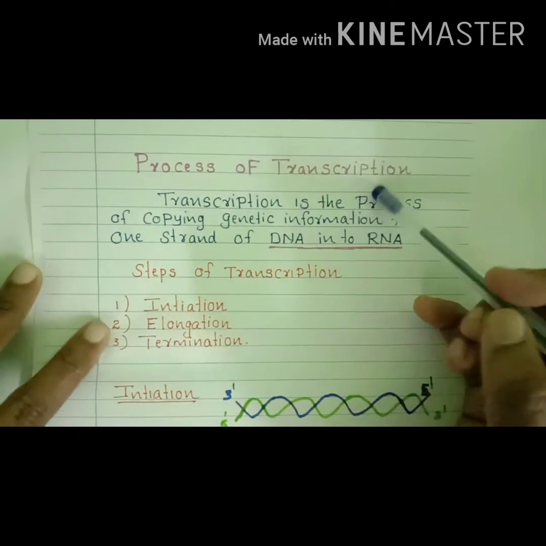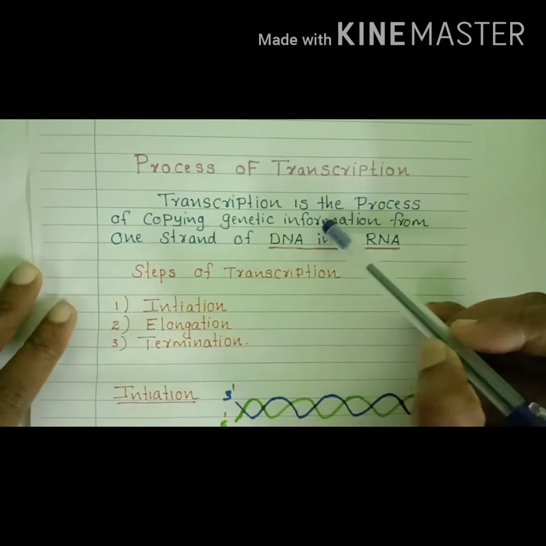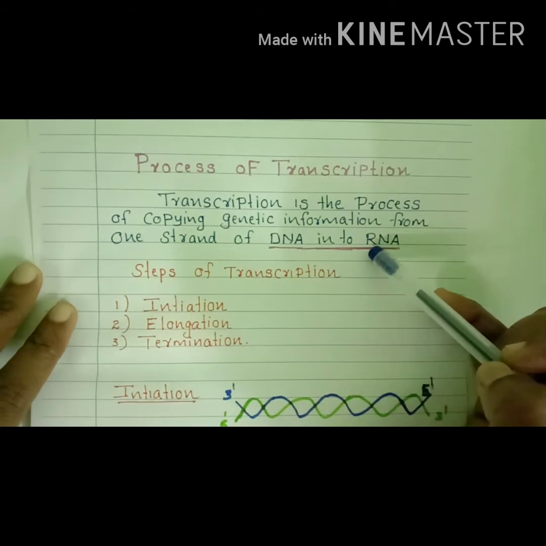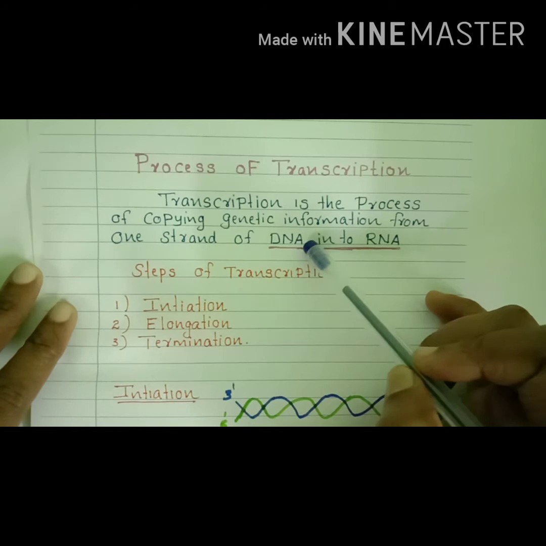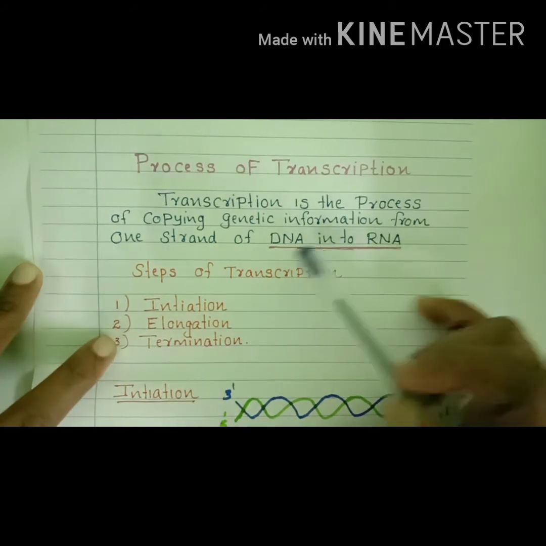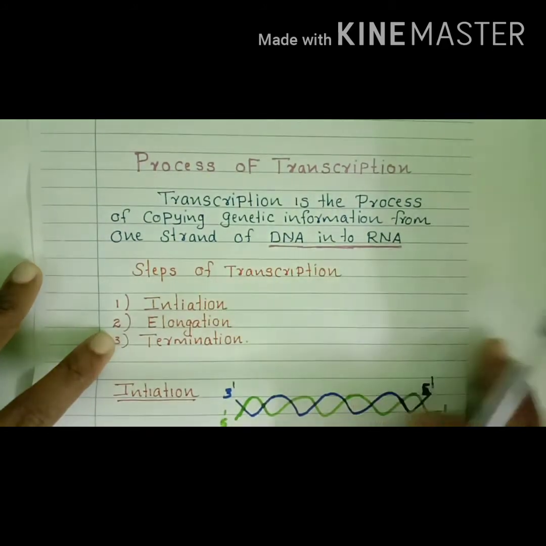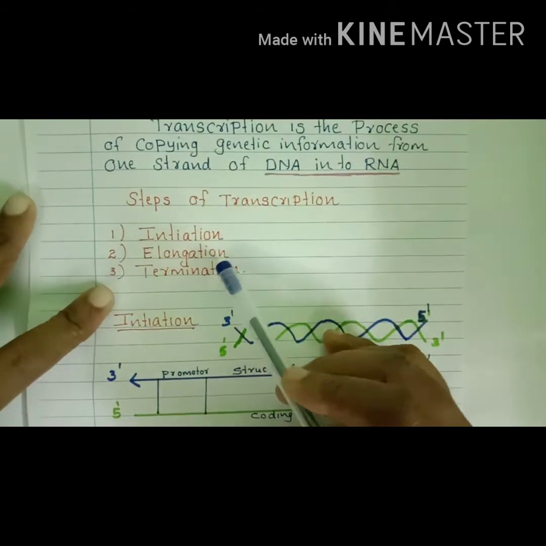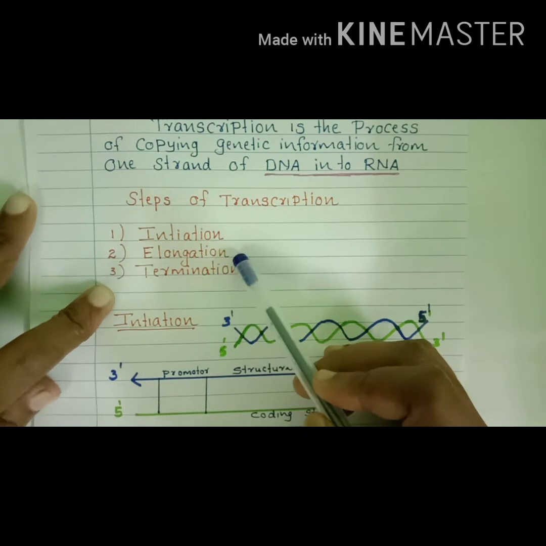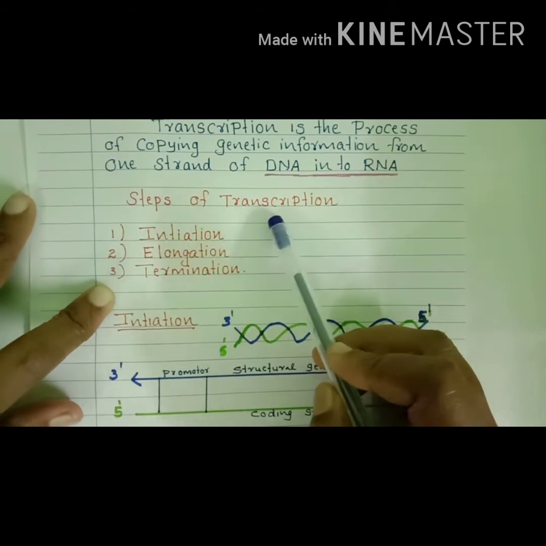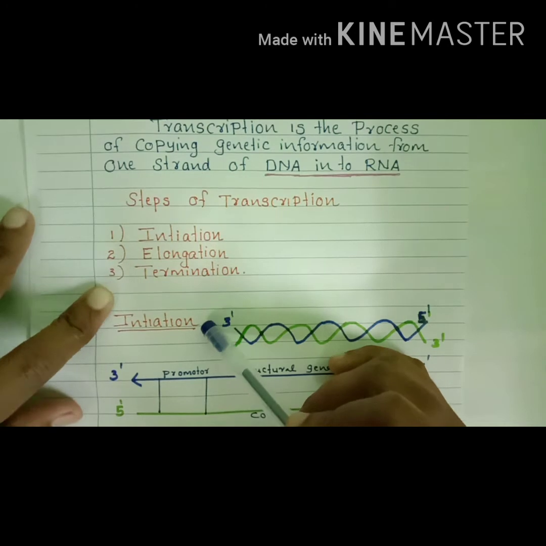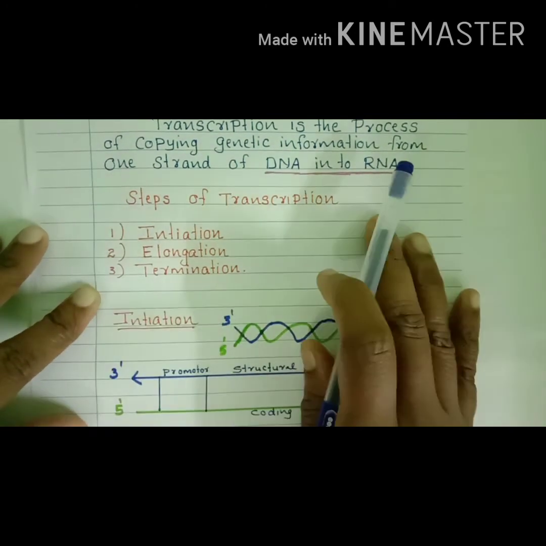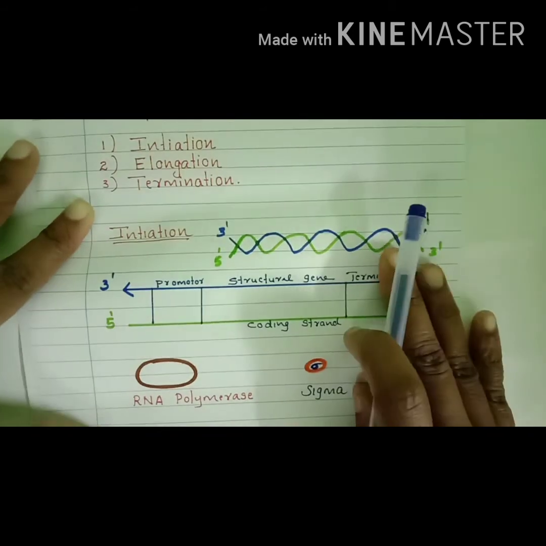Transcription is the process of copying genetic information from one strand of DNA to RNA. So this process is called transcription. And the steps coming under transcription are initiation, elongation and termination. These are the three steps coming under transcription. First we can study initiation. The word indicates this is the step that initiates transcription.